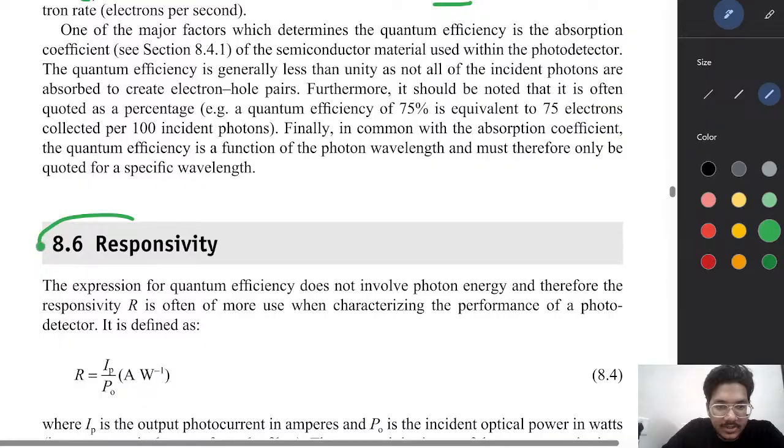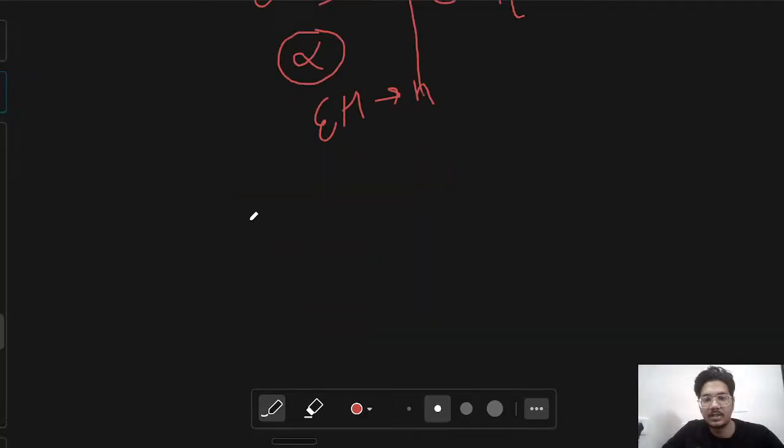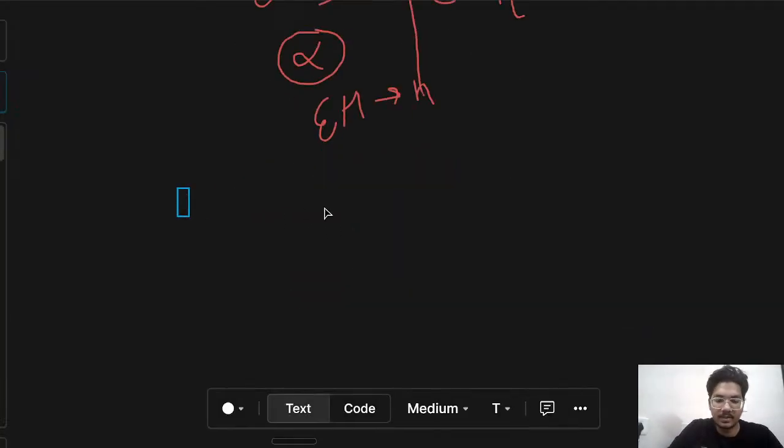Now discuss the responsivity. Responsivity, denoted as R, is one of the important parameters of a photodetector.